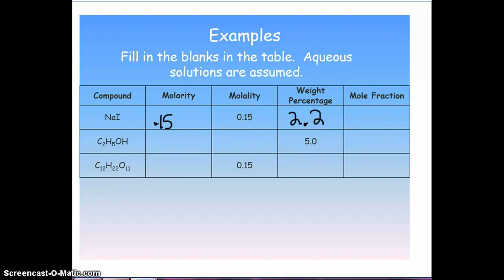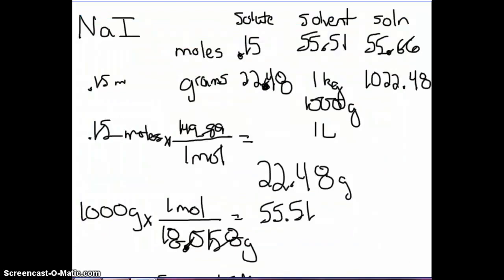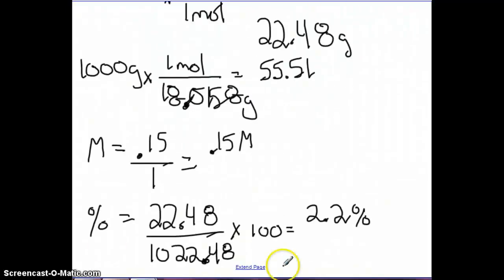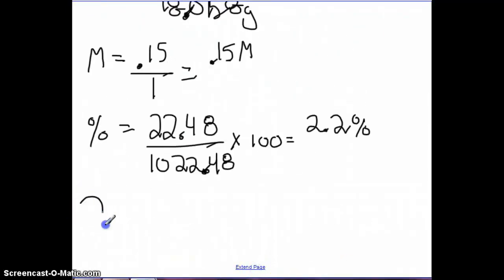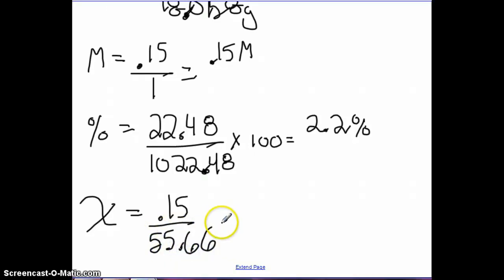And lastly, our mole fraction is going to be our moles of solute over our total moles, which is 0.15 over 55.66. You don't have to multiply this one by 100, remember. That gives us 0.003. Okay, go put that in our chart.